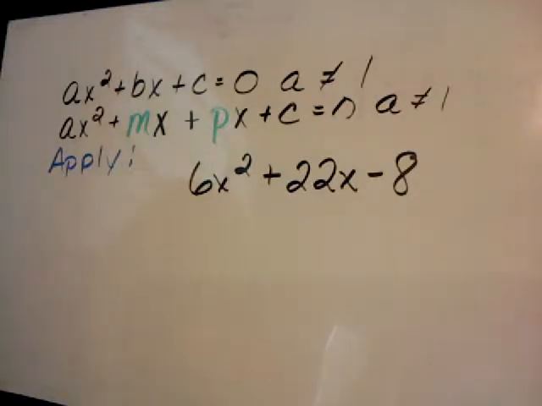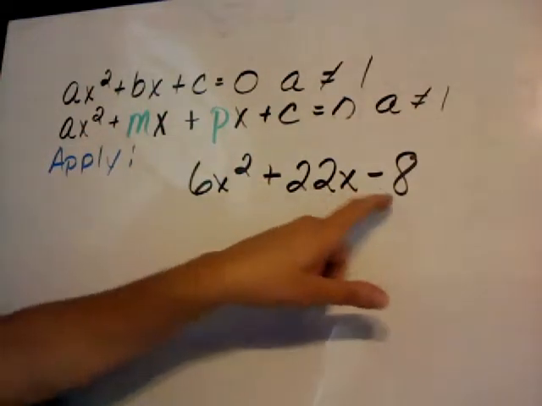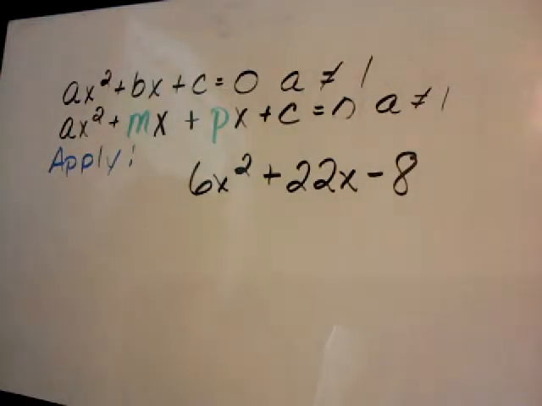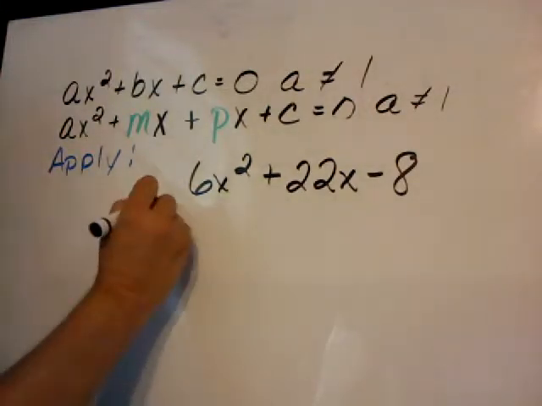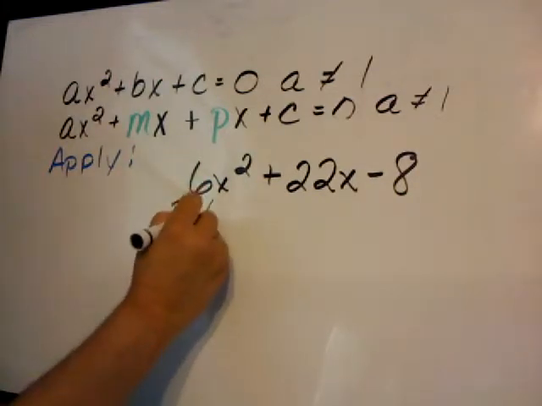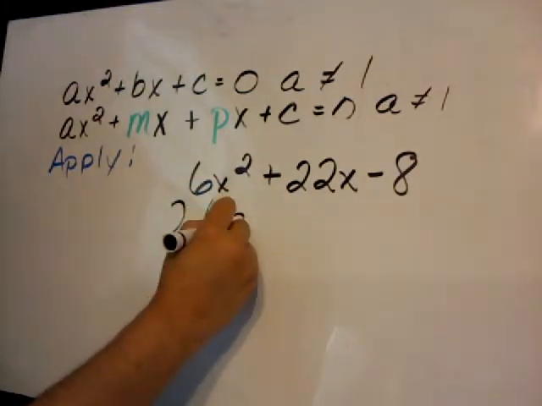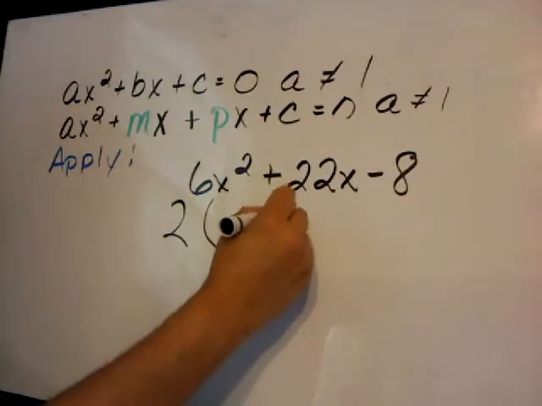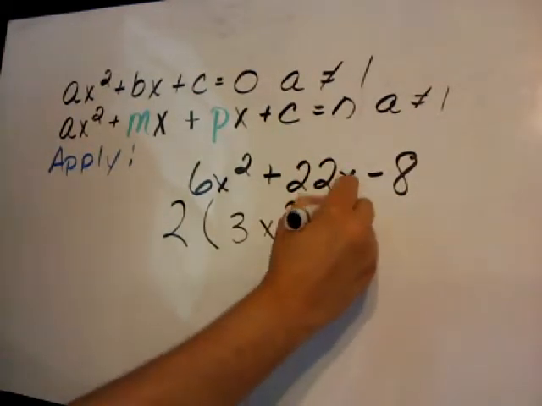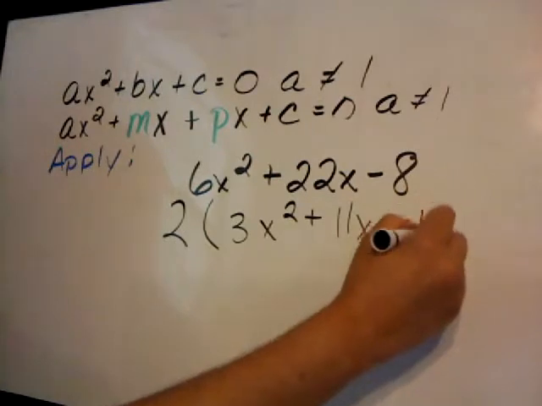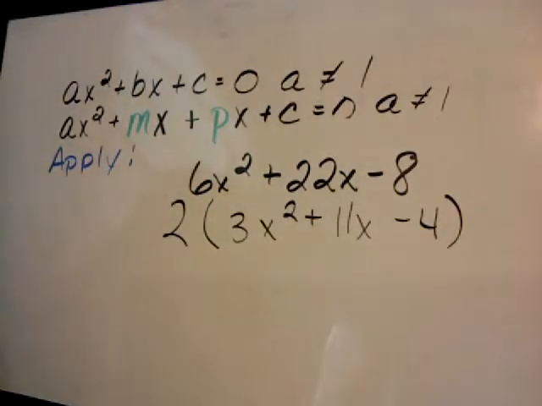Okay, this is number 1B on our guided practice. Now, so far, we have not factored anything out before we began our problem. But we always want to reduce our problem down as low as we can because it's easier to work with. So the first thing that I see is these are all multiples of 2. So why don't I take out the 2, and that would make my numbers easier to deal with, leaving me with 3x squared plus 11x minus 4.